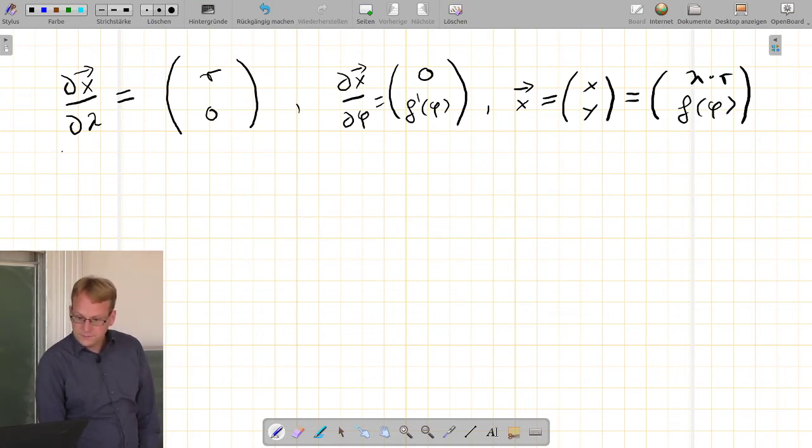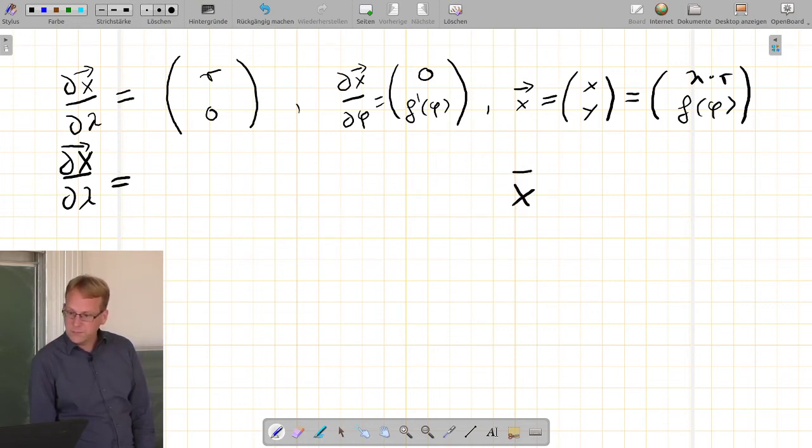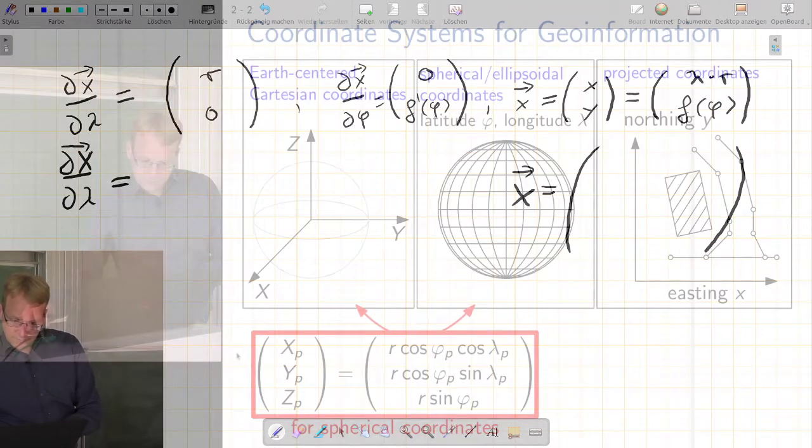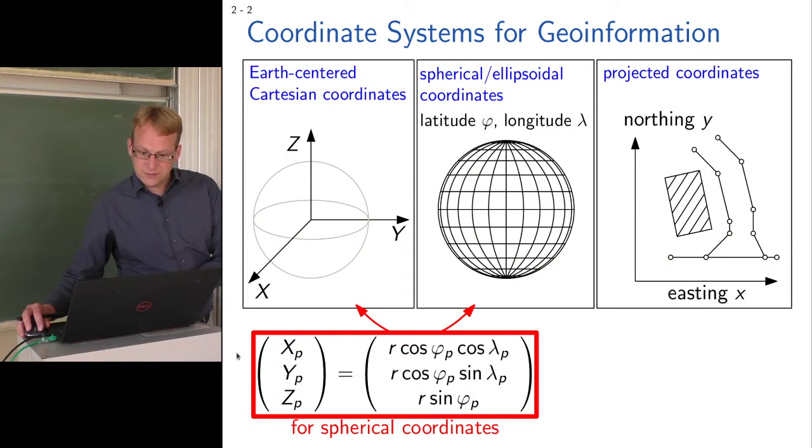Well, let's see. dX by d lambda. And for that, of course, it is good to know what was actually our big X. That was in 3 dimensions. So there we need, from our slide earlier, I'm showing that. So that was this equation here, right? That is what we need.